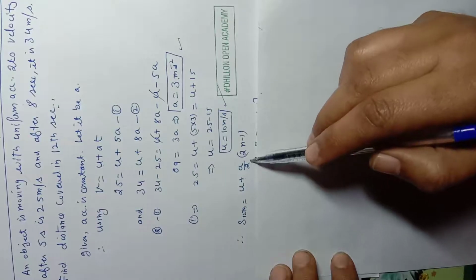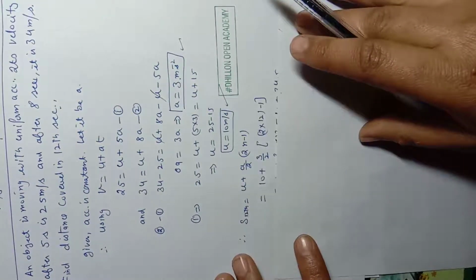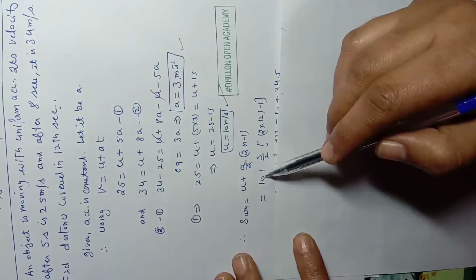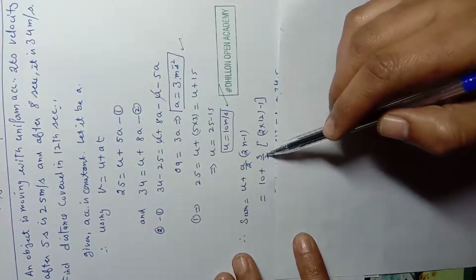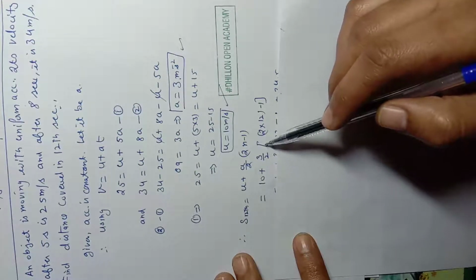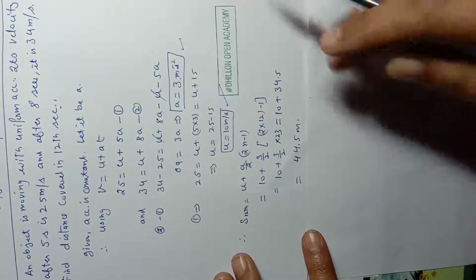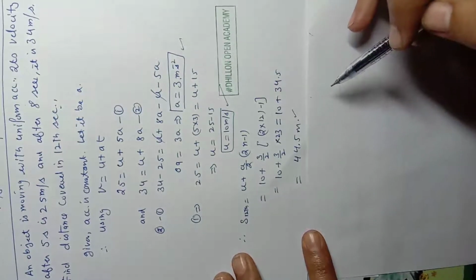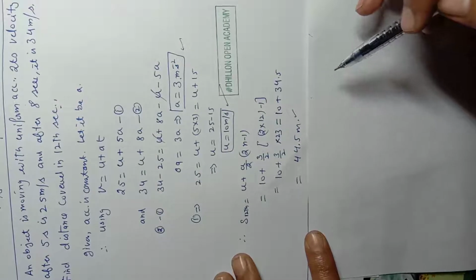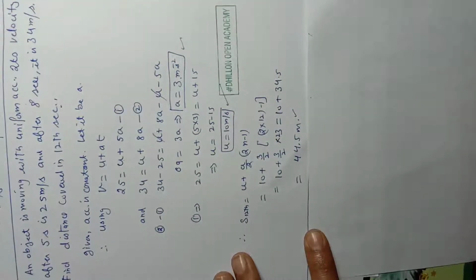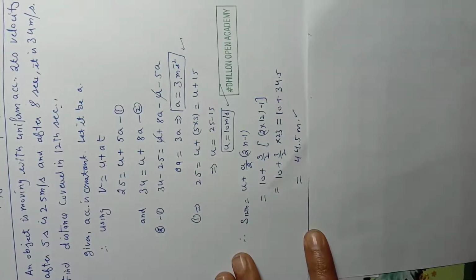It is u plus a by 2 into (2n minus 1). We substitute the value of u, 10 meter per second, and a is 3, so we have 10 plus 3 by 2 into (2 into 12 minus 1). After the solution, we get the final result: 44.5 meter is the distance covered in the 12th second. So in this way, by using the various equations of motion, you can solve such numerical problems.